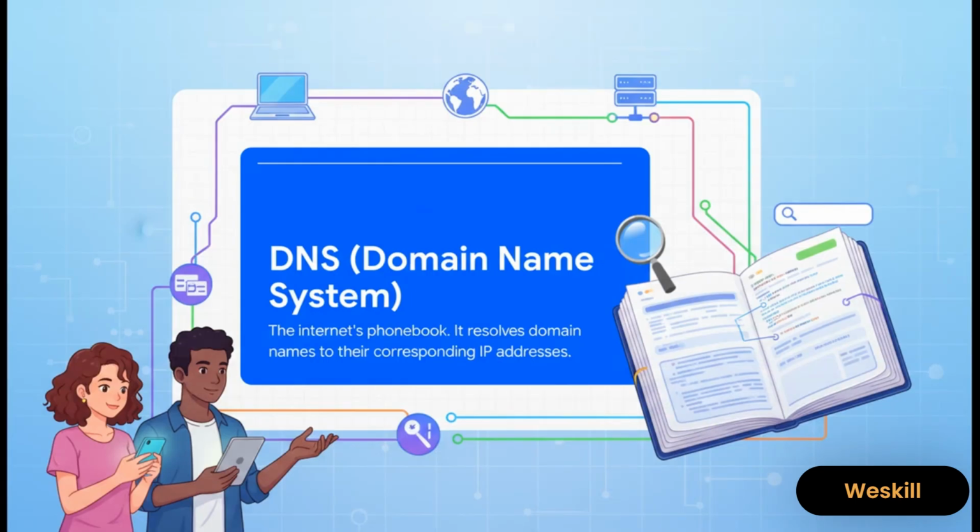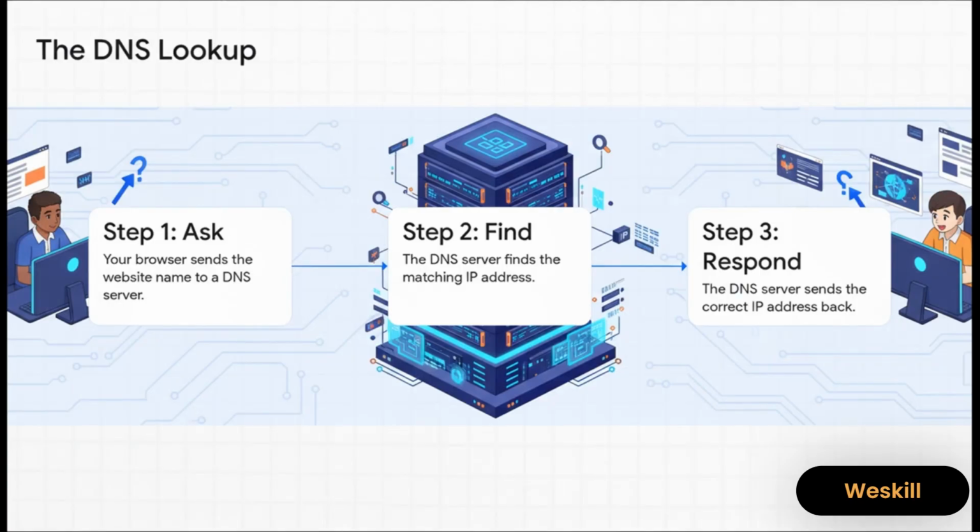So, what's the thing that translates the easy-to-remember name you type into the numerical address the computer needs? That system is called DNS, which stands for Domain Name System. And honestly, the best way to think of it is as the internet's phone book. It's a perfect analogy. So it's basically this quick three-step dance. First, your computer asks a DNS server, "Hey, what's the IP address for this website?" Then the DNS server zips through its massive records to find the matching number. And finally, it sends that correct digital address right back to your browser. And just like that, you now know exactly where to send the real request.